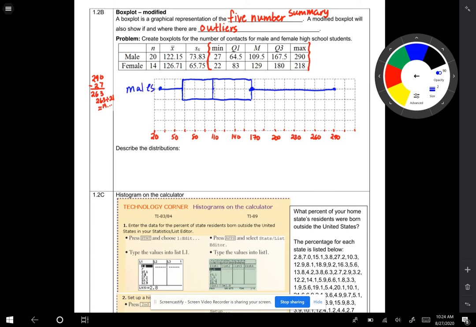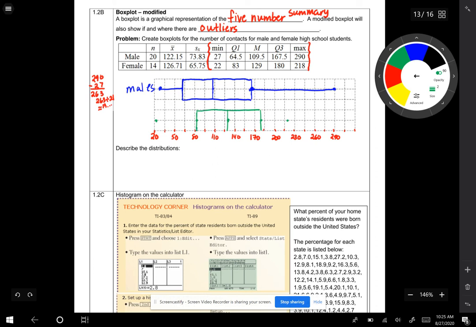Okay, let's go ahead and do our females. For a female, the smallest is 22. Q1 is 83. Median is 129. Q3 is 180. And I'll go ahead and draw the lines now. For me, it makes it easier to just draw the dots first. And then the maximum is 218. So I want to say right around here.